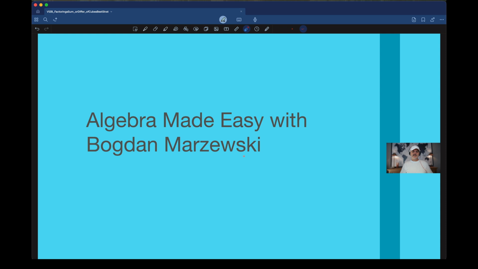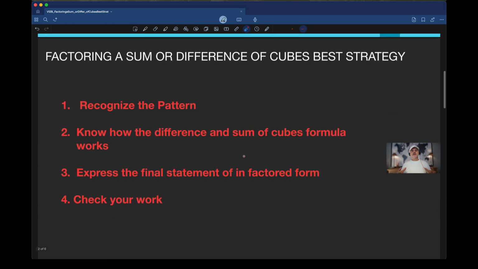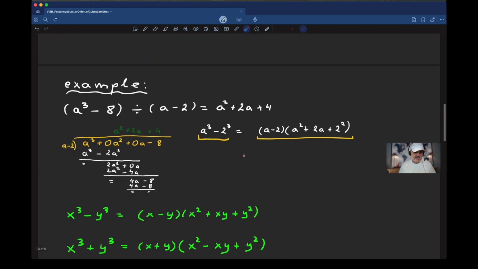And in today's video, factoring some difference of cubes. So let's go. The best strategy is always about identifying patterns and understanding how the formula works. You want to simplify your final statement in factored form, and then you verify, which is a commonly overlooked step of the strategy. Verify at the end so that you know that you did it right. So let's dive into this example.